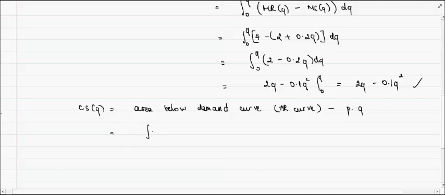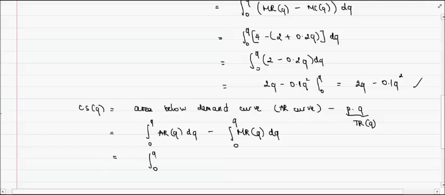So the area below the demand curve or the average revenue curve is just the integral of the average revenue, evaluated in the interval from 0 to Q, minus the total revenue. This total revenue to the firm is the area below the marginal revenue, which is the total revenue we found earlier, the integral of marginal revenue from 0 to Q. So again, this is just the integral of the difference between average revenue and marginal revenue.